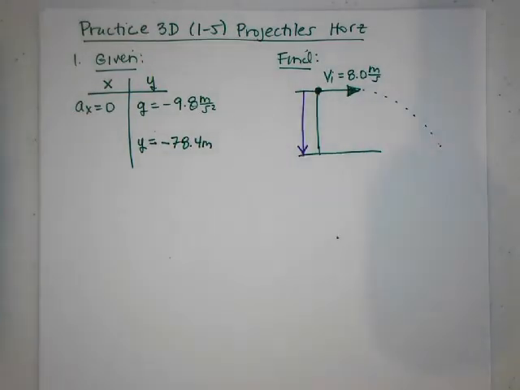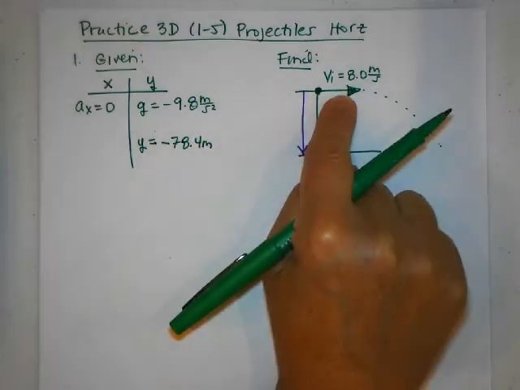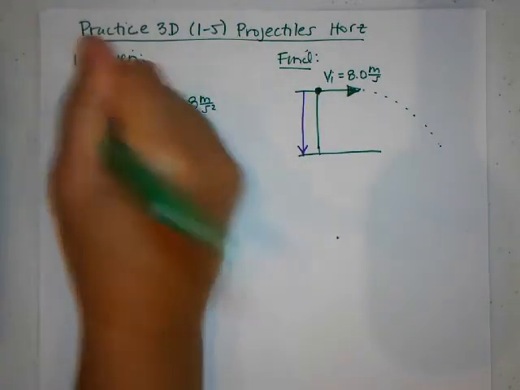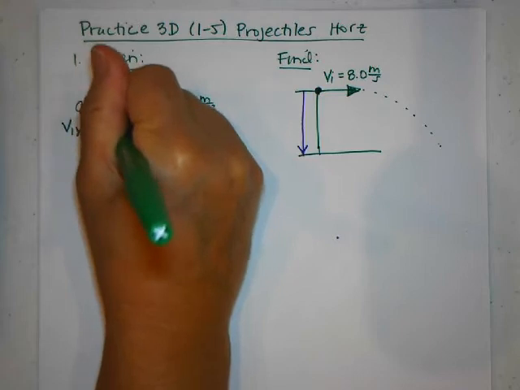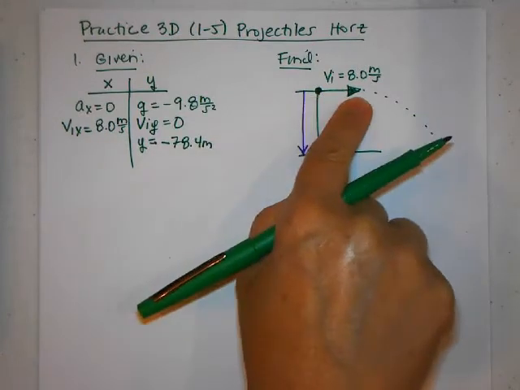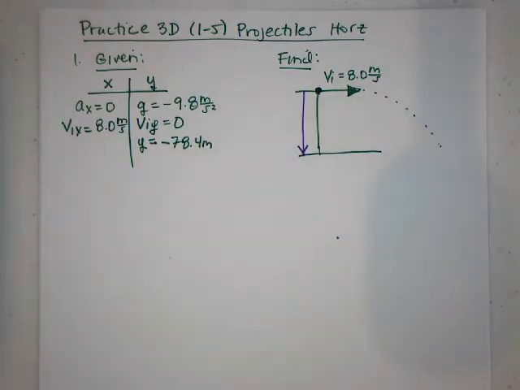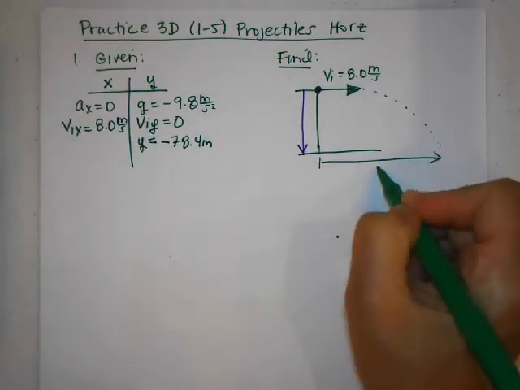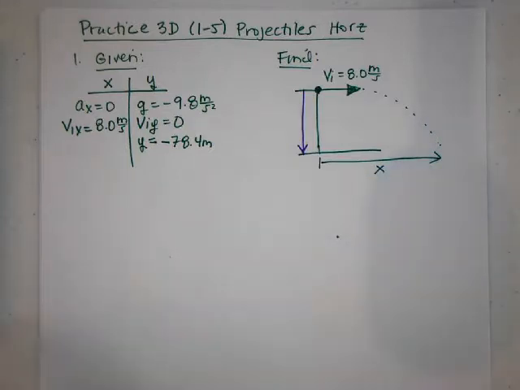Also in my given, I want to write down the horizontal and vertical components of my initial velocity. Now this is all horizontal. It has no vertical components. So Vix is equal to 8 and Viy is equal to 0 because this is all horizontal and it has no vertical component. Where do I start? Well, I haven't looked at what they said: how far from the base of the cliff where the stone strikes the ground. So I want to find X. So that's what I need to find.